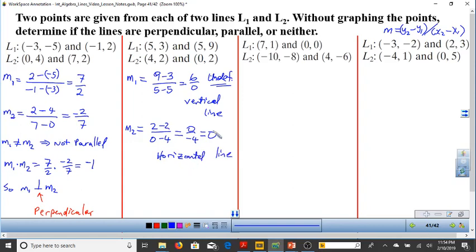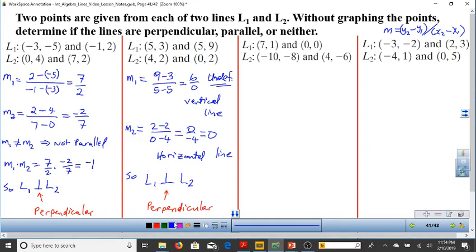Since the line is horizontal and the other line is vertical, the lines are perpendicular. Oh, sorry, I should have written here, L1 is perpendicular to L2. Now, the slopes are numbers. The lines are perpendicular. So L1 is perpendicular to L2 again, because vertical lines are always perpendicular to horizontal lines. Remember, I'm just rewriting that perpendicular. The shorthand symbol is an upside down capital T.